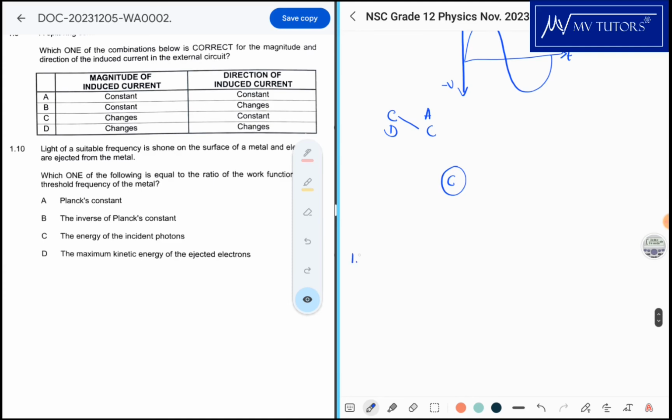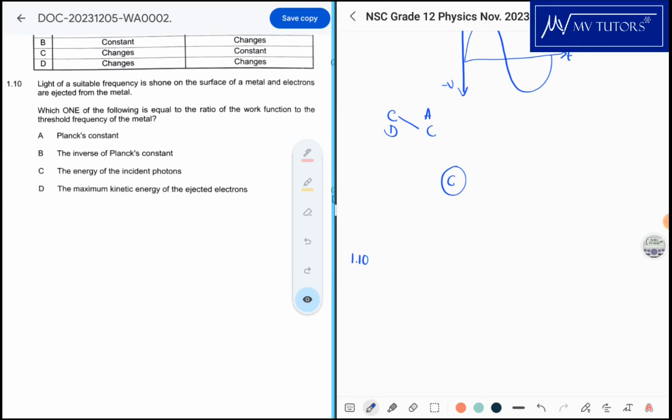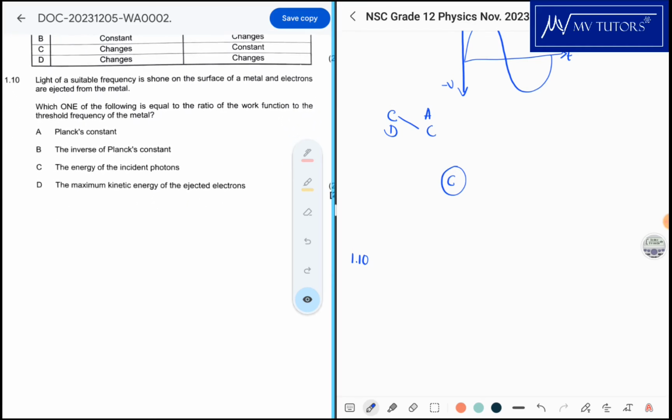Again, lastly, question 1.10. Light of a suitable frequency is shone on the surface of a metal and electrons are ejected from the metal. Okay, this is the photoelectric effect. So now, which one of the following is equal to the ratio of the work function to the threshold frequency of the metal? Okay, so remember this is work function and we have threshold frequency.